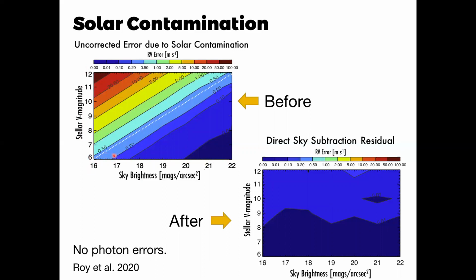As you can see, before you remove the solar contamination, you're subject to substantial errors up to like a meter per second for some fairly bright stars under okay sky conditions, right? This is pretty bad. But after applying the method I just described, you can contain the problem to pretty much a few centimeters per second. So this is 1 centimeter per second. So this really works as long as you have a sky fiber.